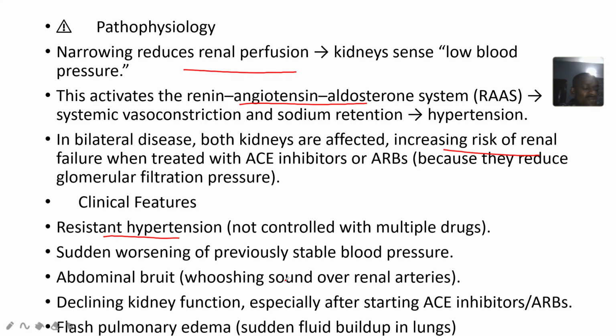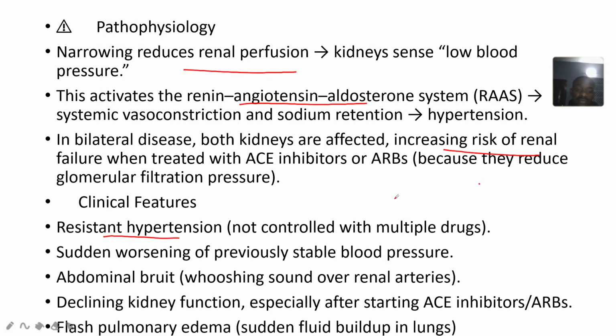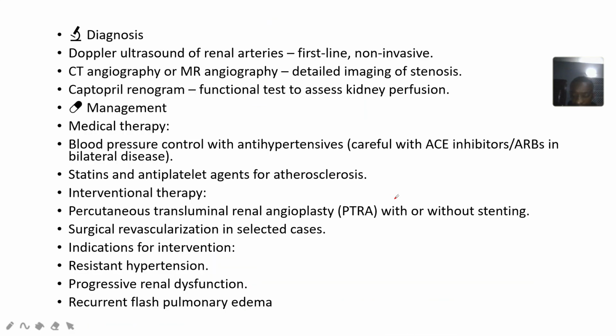Then the kidney function will be declining so fast. Okay, because sometimes if one kidney is affected, the other can be standing in for it. But when two kidneys are affected, the patient goes down so fast. They will also have flash pulmonary edema. So you diagnose this using the Doppler ultrasound of the renal arteries, CT angiography, MR angiography, and also what is known as a captopril renogram.